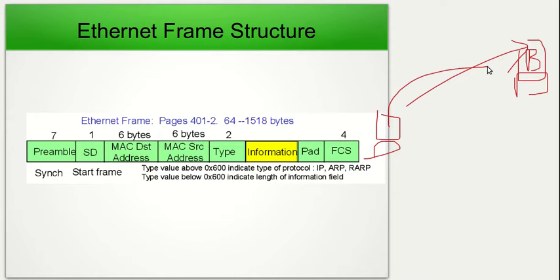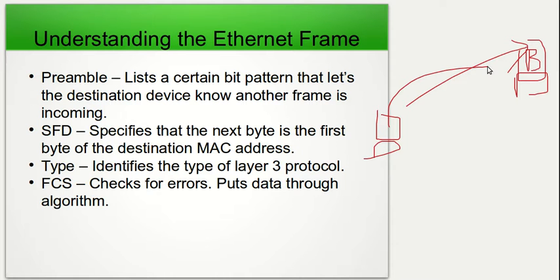The source MAC address defines the sending device. So destination MAC address, the receiving device, source MAC address, the sending device. The type field identifies the type of protocol encapsulated in this frame. So whether at layer 3 this is an IP packet, an IP version 6 packet, an ICMP packet, or another type of network packet. The FCS is used to store a number which is used to check for errors.